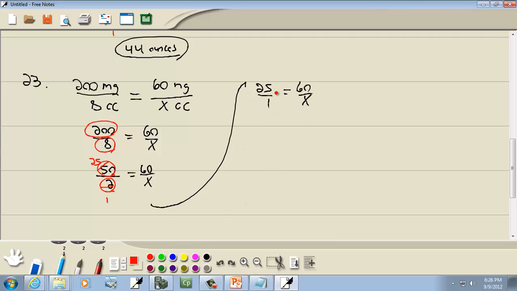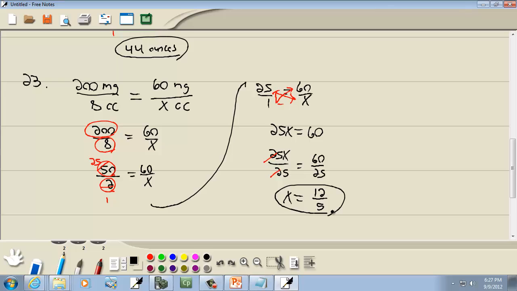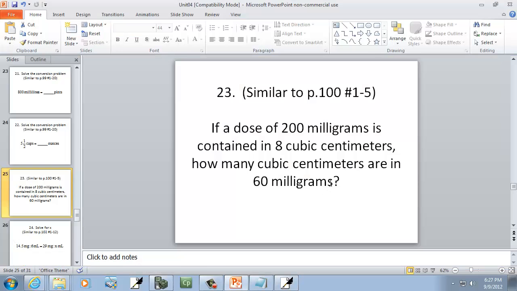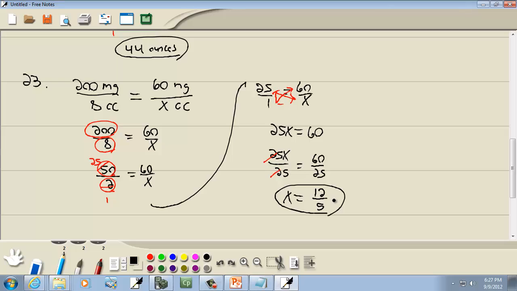Since it's a proportion, we can cross multiply. So 25 times X is 25X. 1 times 60 is 60. Then we're solving for X. We divide both sides by 25. And those 25s are gone. And these are both divisible by at least 5. 60 divided by 5 is 12. 25 divided by 5 is 5. So this is how many cc's we'd need. And of course, we'd round it to whatever, whether it's decimals or fractions, and so forth.